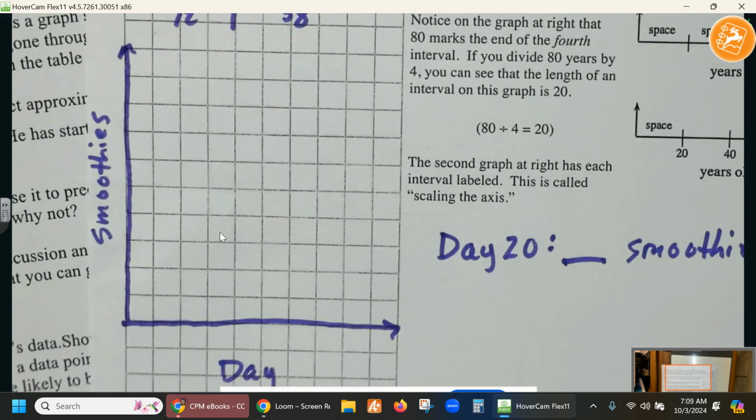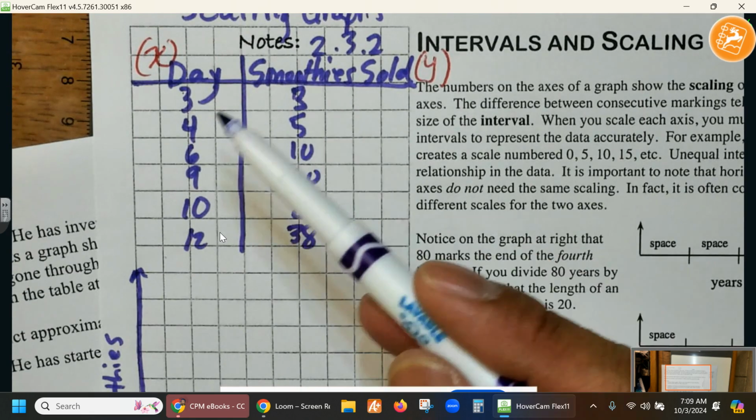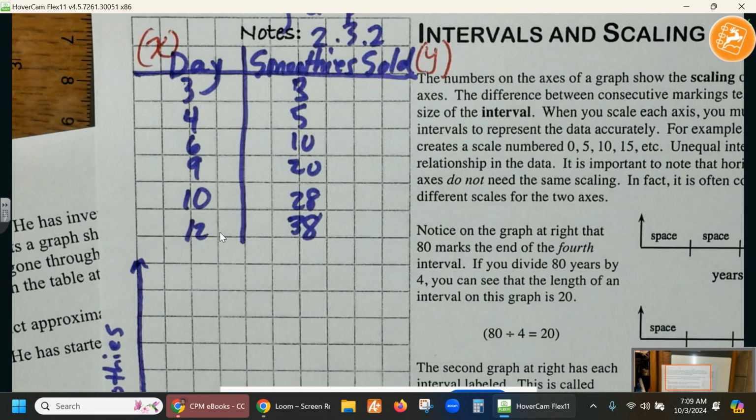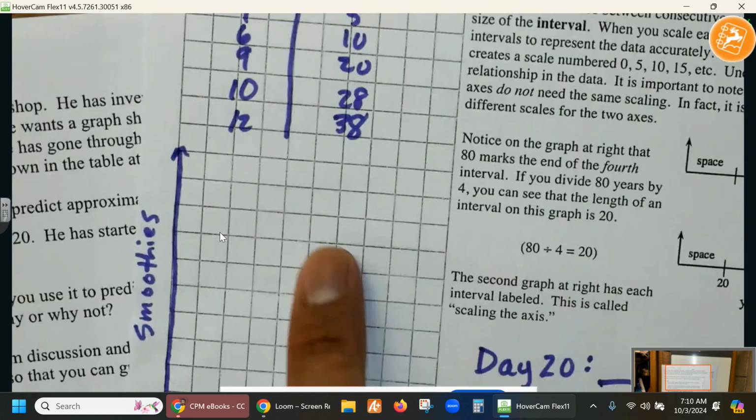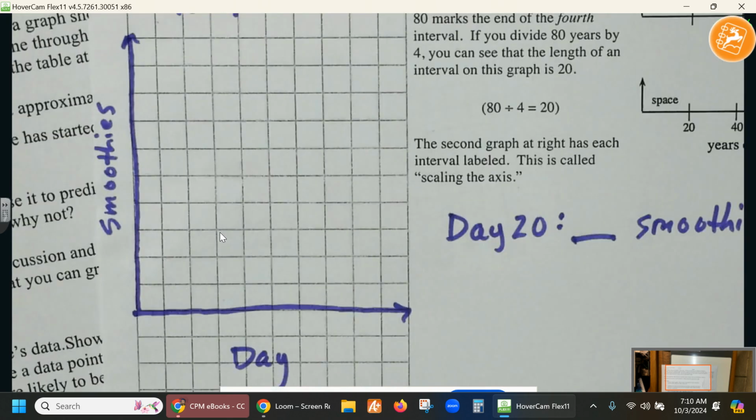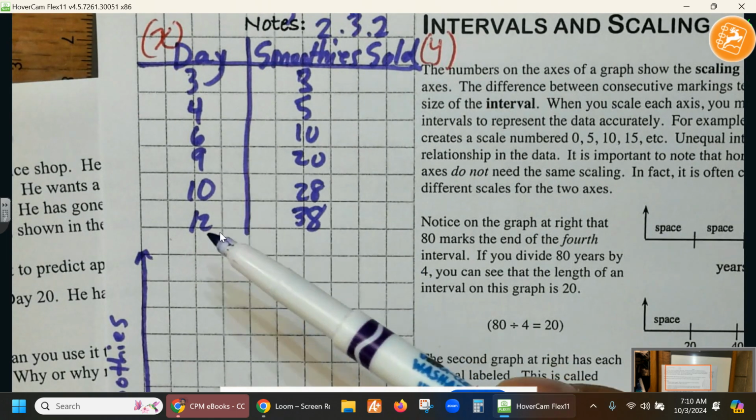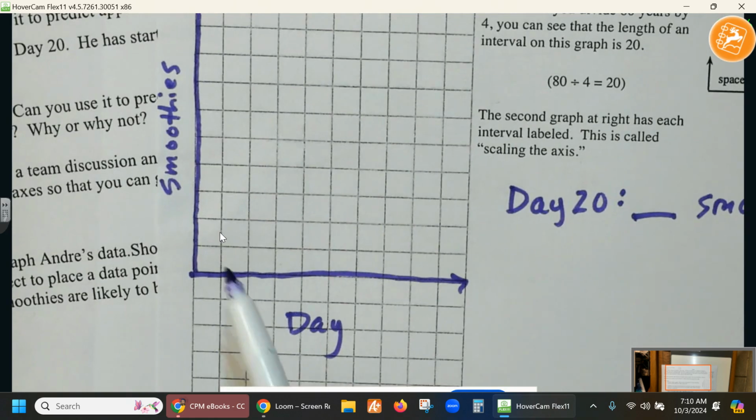As we graph our data, just keep in mind that these are all ordered pairs. Those are all locations on the graph, on this coordinate plane. So what kind of axis can we use? What you should have realized is we need to show day 20 on this axis.